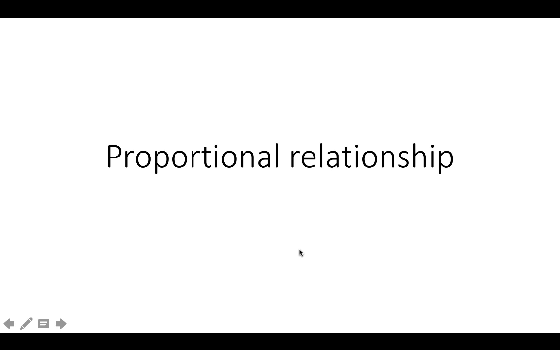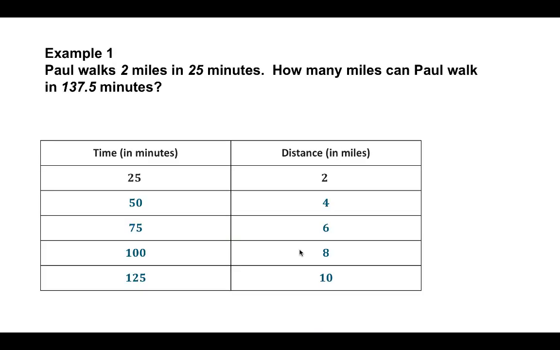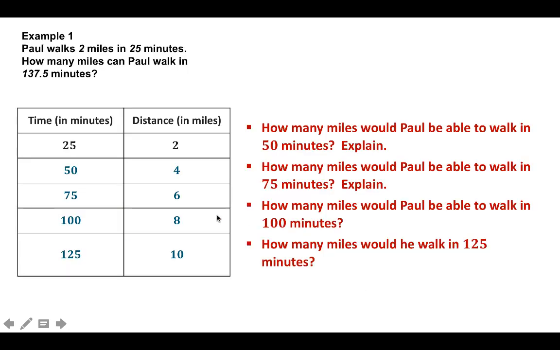We are going to talk about proportional relationships. So we did this example in school yesterday. Paul walks 2 miles in 25 minutes. How many miles can Paul walk in 137.5 minutes? And there was the table where you looked at 25 minutes, 2 miles; 50 minutes, 4 miles; 75 minutes, 6 miles. And now you have to see the relationship.